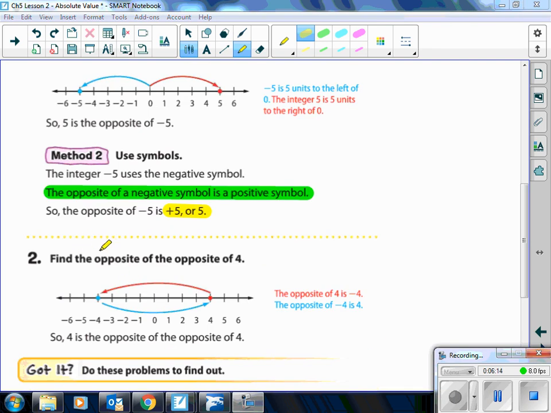Example 2, we want to find the opposite of 4. What kind of 4 is that? Is that a positive or a negative? That's a positive 4. Very good.